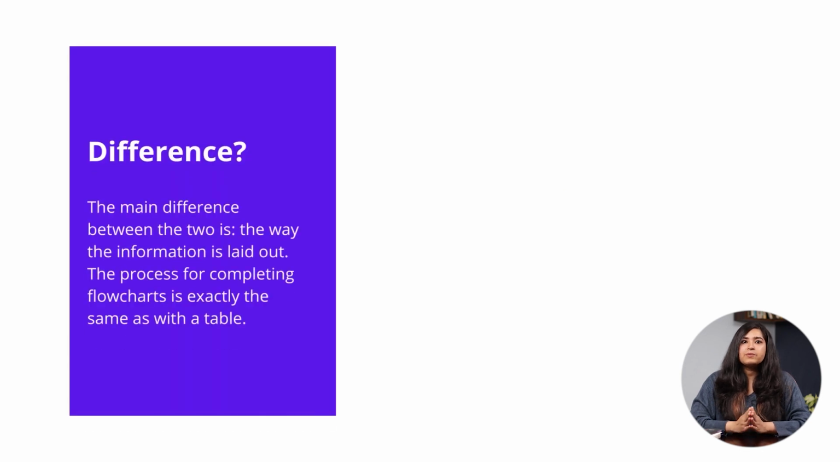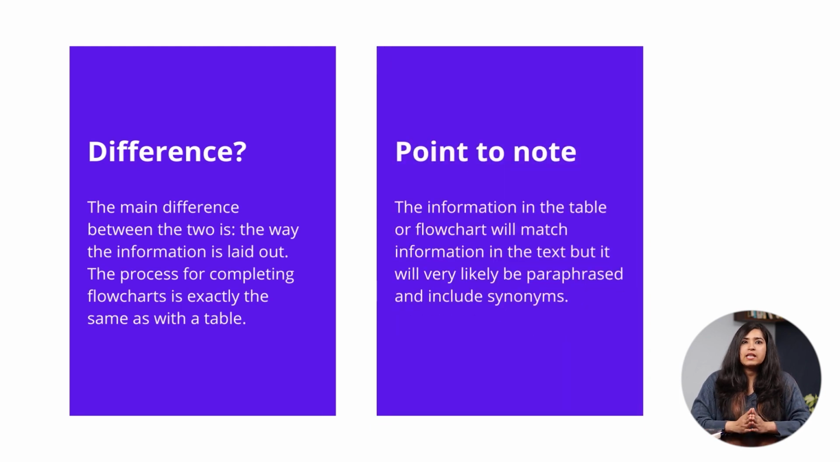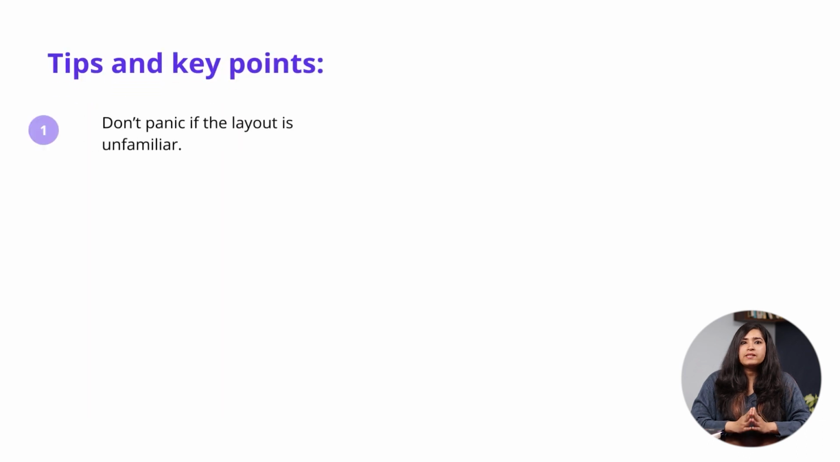Again, the main difference between the two question types is the way the information is laid out. A point to note is that the information in the table or flowchart will match the information in the text, but it will very likely be paraphrased and include synonyms. We're going to move on to some tips and key points that you can keep in mind when attempting these question types. First of all, if the layout looks unfamiliar to you, don't panic. All you need to do is complete the task. It will be the same no matter what it looks like.